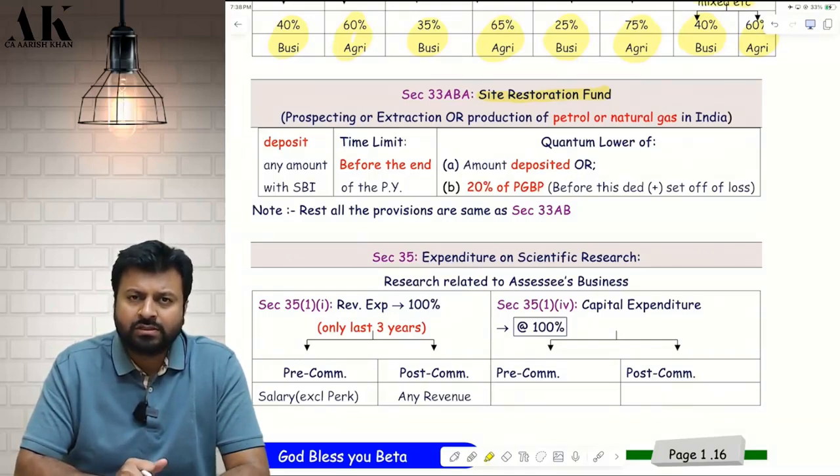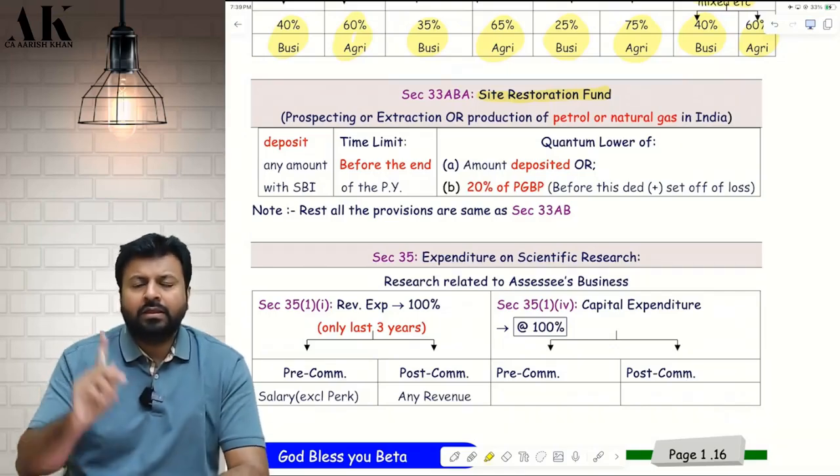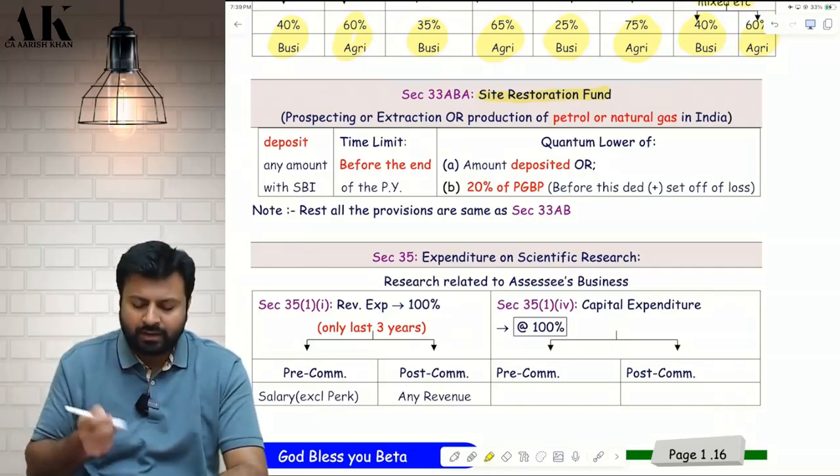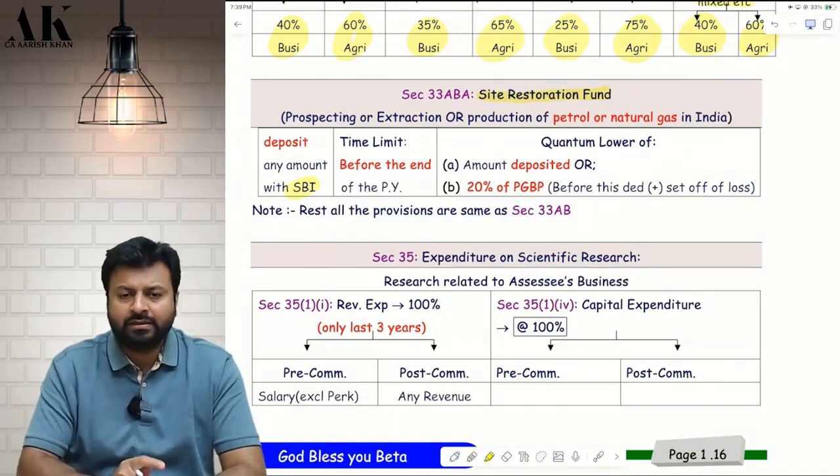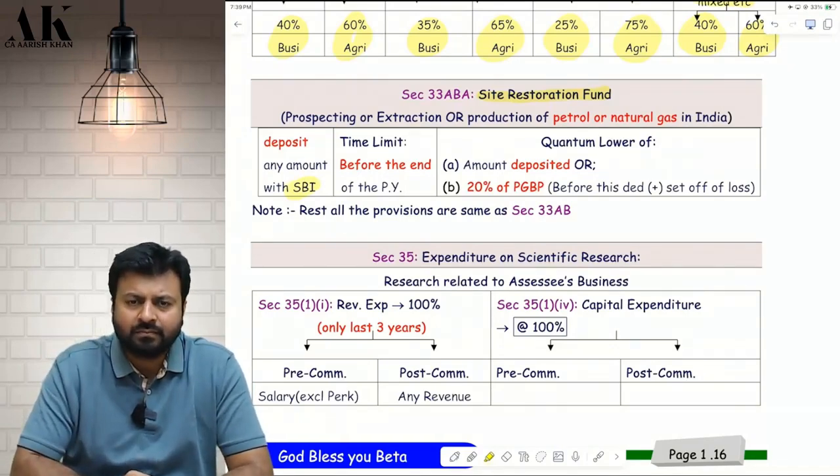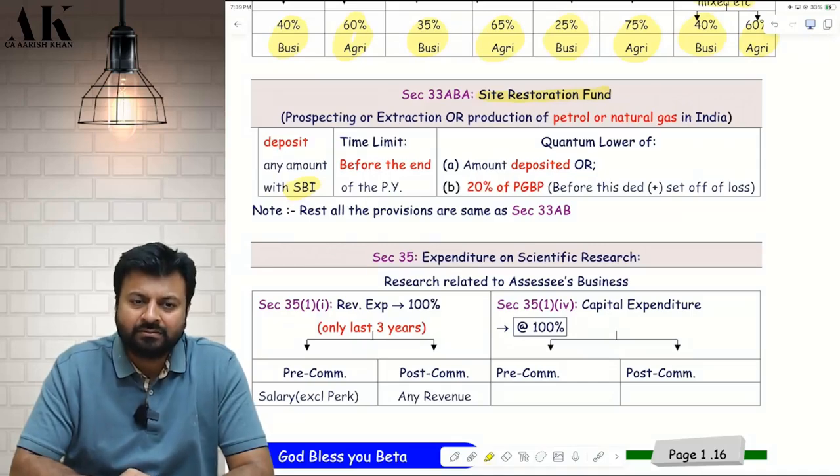Now the question is, everything is similar to previous section with some changes. First, in the previous section, we used to deposit in NABARD. Here we are going to deposit in SBI. Is it clear? Minor changes are there. Because petrol and natural gas has nothing to do with agricultural bank. Yes or no? What relation petrol has with NABARD? Nothing. Clear. So in case of this, you have to deposit in SBI.